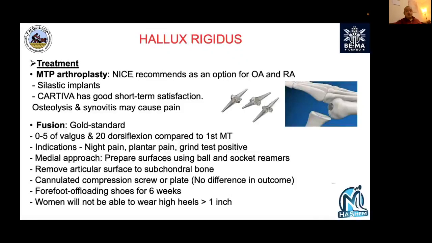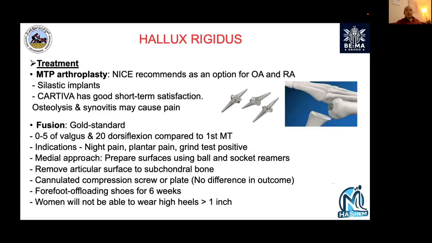The evidence says there is no difference, but from what we see in practice, the plate and screw is the best option. Screw to compress the articular surface, and plate to add to this compression and neutralize all the forces. This patient walks straight away after the operation. You keep him just on heel weight bearing for 6 weeks, get an X-ray. If the X-ray is okay, then this patient goes to normal shoes and has no problem.